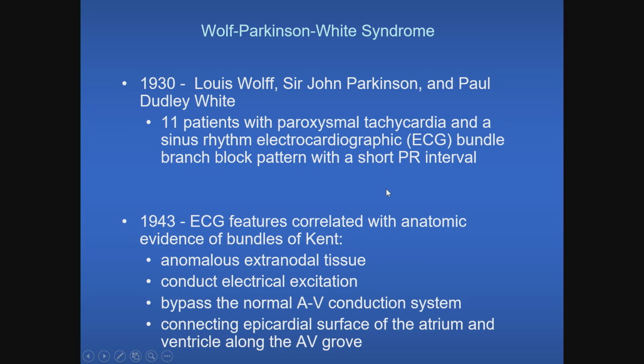the QRS. So Wolff-Parkinson-White syndrome was first described in 1930, 11 patients with a paroxysmal tachycardia and a short PR interval on surface ECG. And in 1943, it was discovered that this was the result of pre-excitation from bundles of Kent that were anomalous extranodal tissue, these connections between the atrium and the ventricle that bypass the normal AV conduction system.